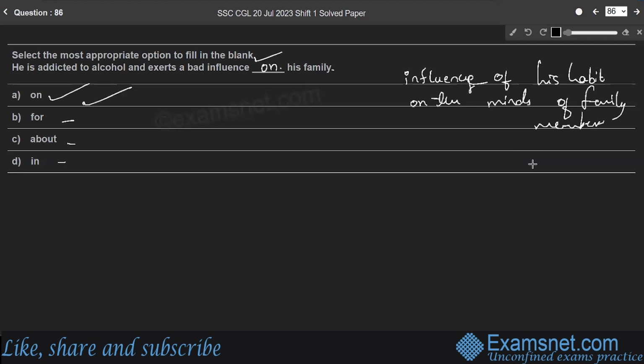So here we use for to show the duration of an action, right? For example, for 2 years, for 2 months, like that. Then about refers to the subject under discussion, right? So we'll talk about something, we'll talk about some topic. So about something refers to the subject under discussion.